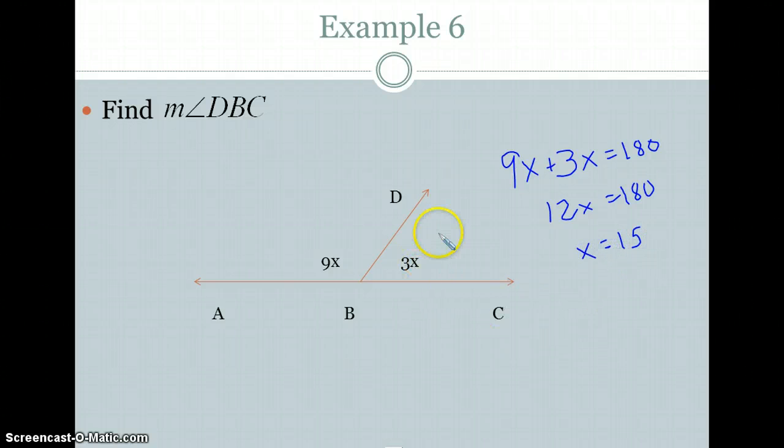Now I want to find angle DBC, so I'm going to plug it back into this angle here, the 3x. So 3 times 15 will give me 45. So now that we have that new terminology, we're going to say that angle ABD and angle DBC are supplementary. And we found out that DBC was 45.